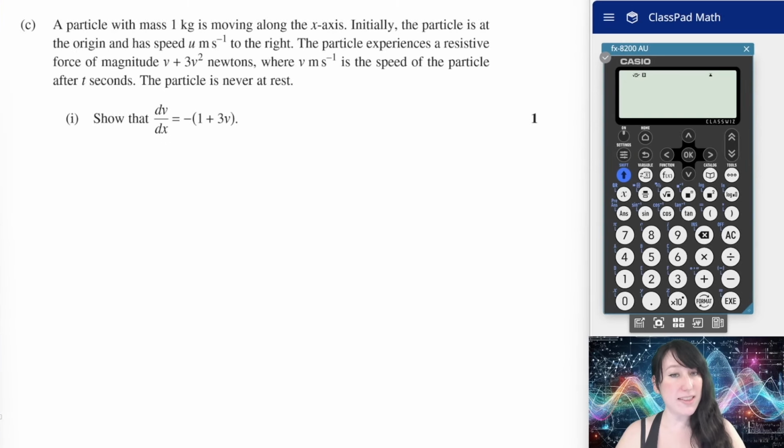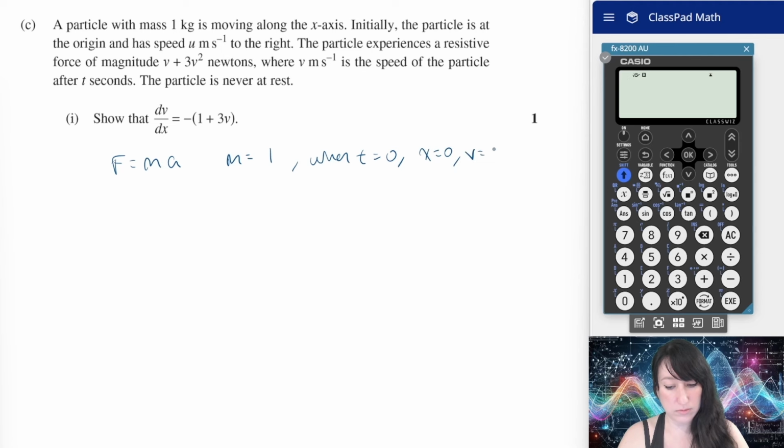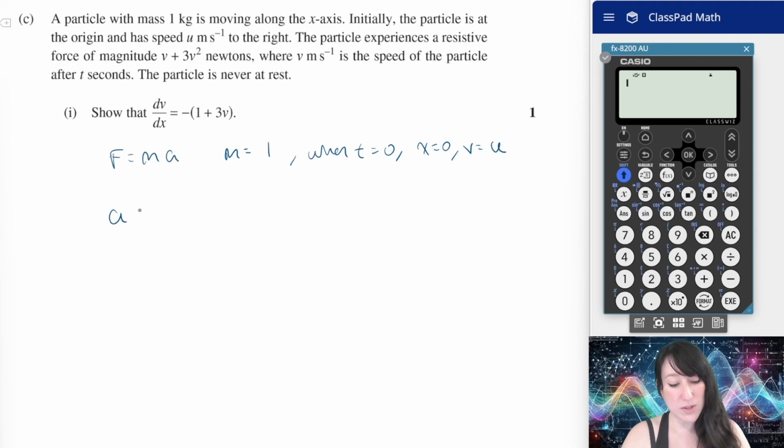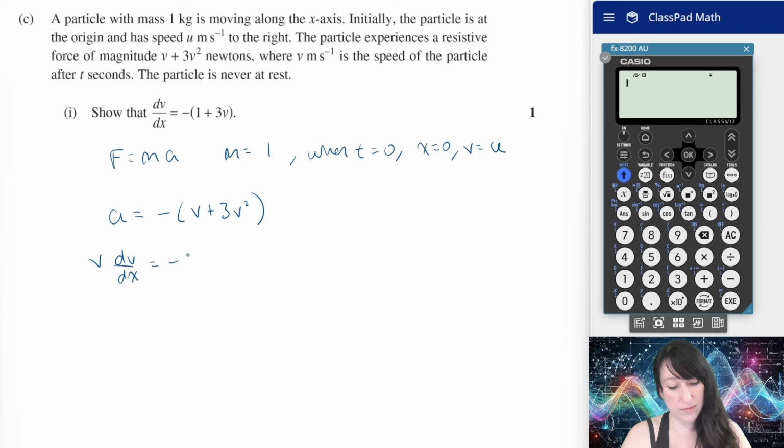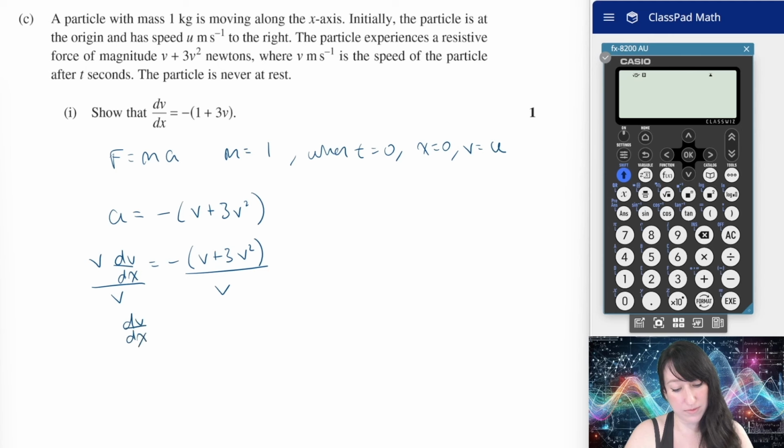Okay, so with questions like this, we need to start with acceleration. So in this case, our acceleration is due to the resistive force. That'll be negative v plus 3v squared. Now, if we look at a reference sheet, we have that acceleration is equal to v dv/dx. And we'll divide by v. And that's the result.